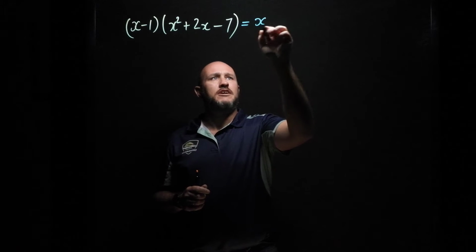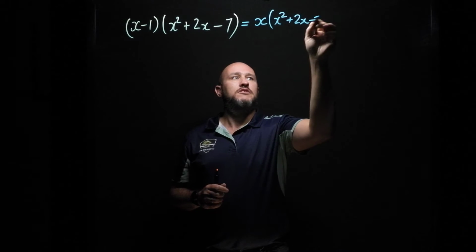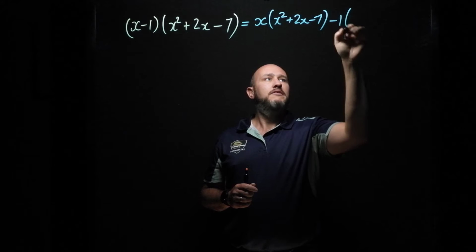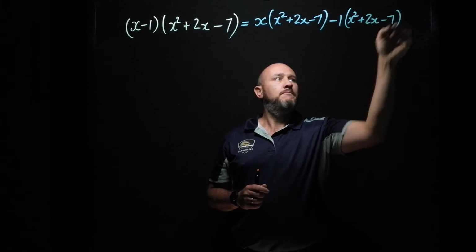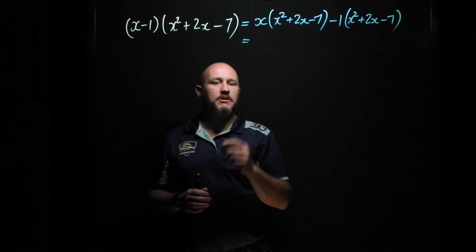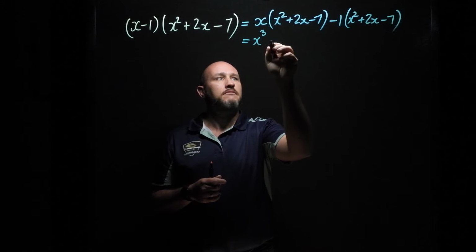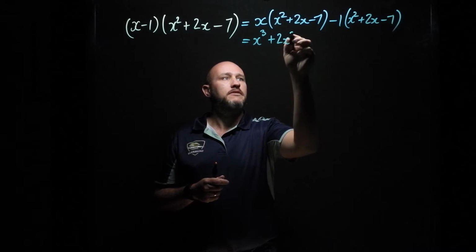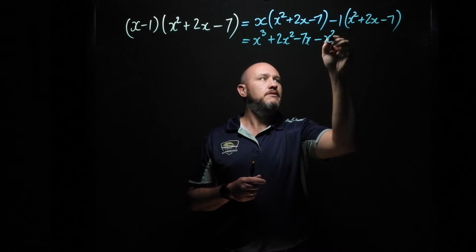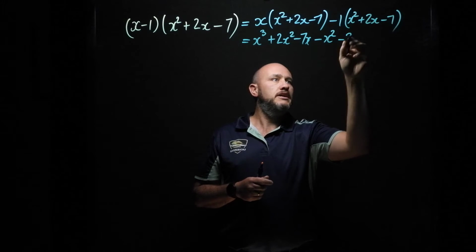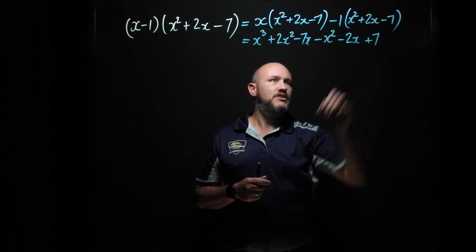So it gives me this: x times the second, x squared plus 2x minus 7, minus 1 times x squared plus 2x minus 7. Now I can expand each of them individually like a single bracket, so it makes life a bit easier. I'll get my x cubed here, plus 2x squared, minus 7x. And then here I get minus x squared, minus 1 times 2x is negative 2x, and minus 1 times negative 7, of course, is positive 7.